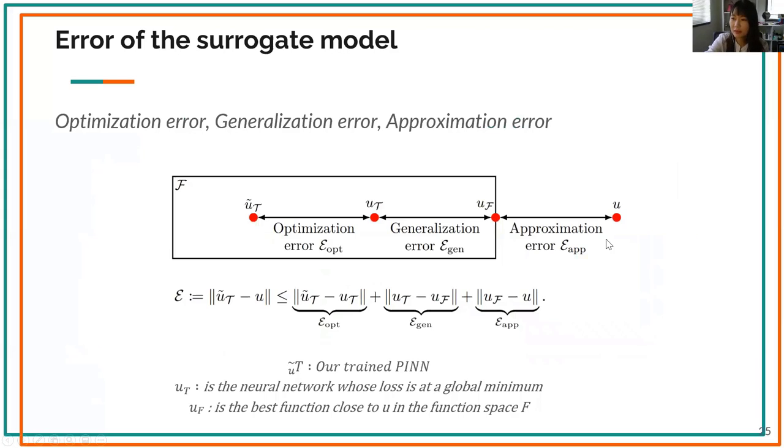After that, I'd like to spend maybe 5 minutes to quickly talk about the error of the surrogate model. The error comes from three parts: one is optimization error, one is generalization error, and the third one is approximation error. The error should be smaller than the sum of these three terms.